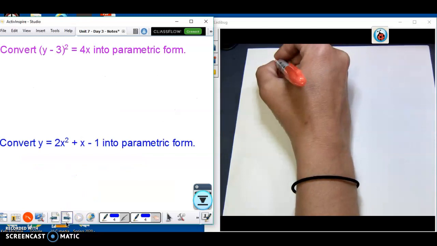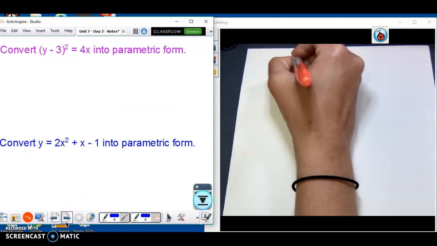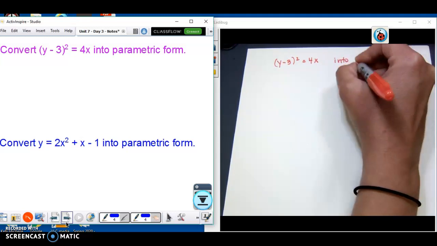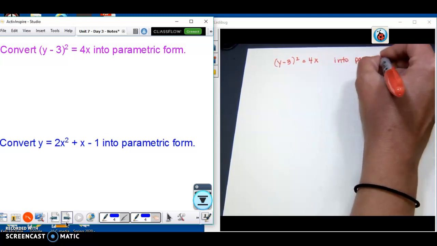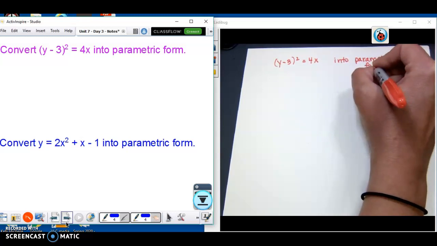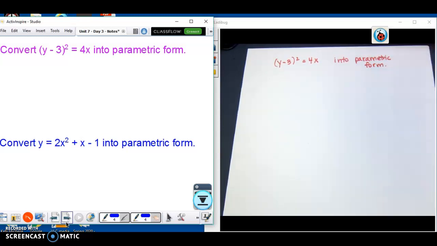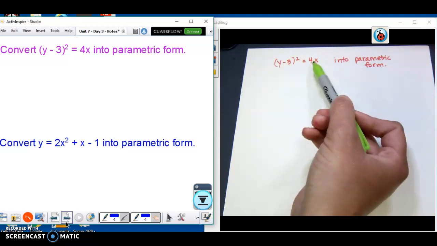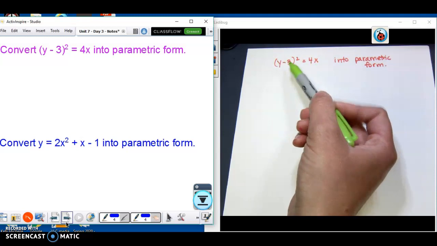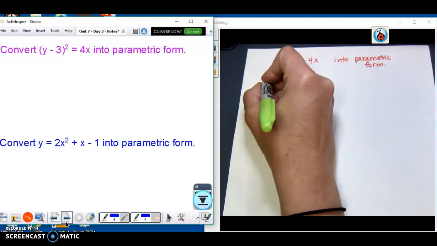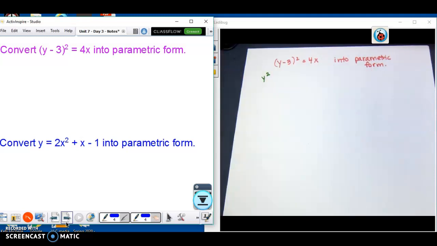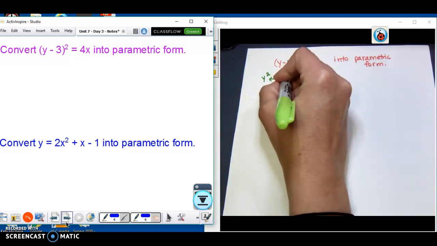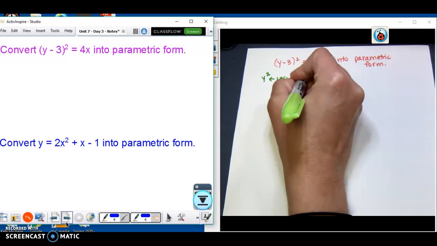So we want to convert y minus 3 squared equals 4x into parametric form. Right now, I want you to realize that this is in what's called rectangular form. We only have one equation. We have an x and we have a y. Now, y is the one that is squared, so that means that this should either be going left or right. So this is a left or right parabola.